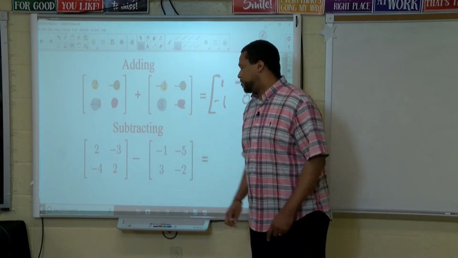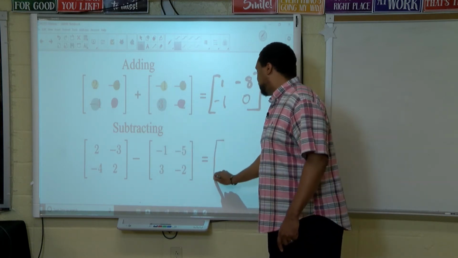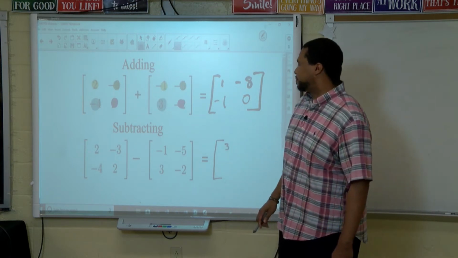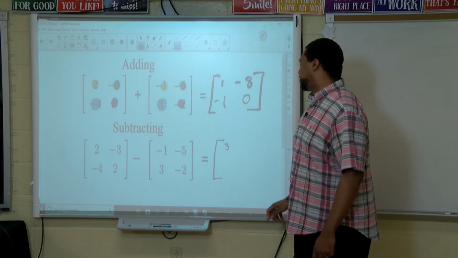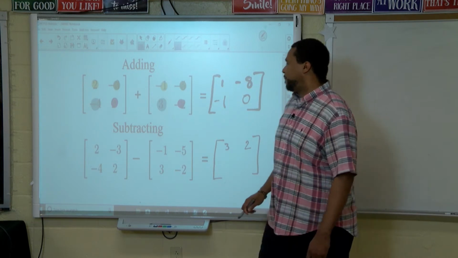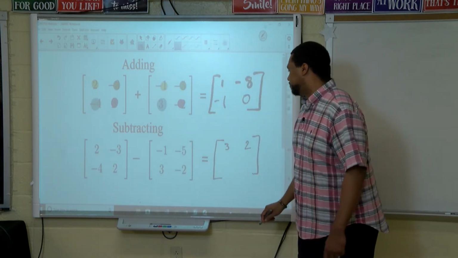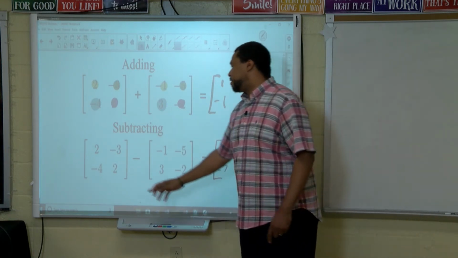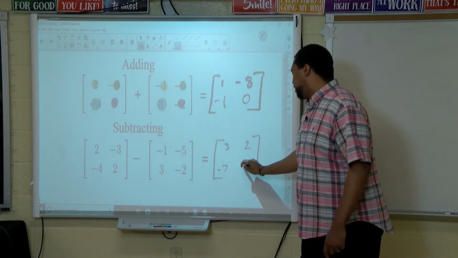Same thing with subtraction. 2 minus -1 is 3. -3 minus -5, that is 2. -4 minus 3 is -7. 2 minus negative 2 is 4.